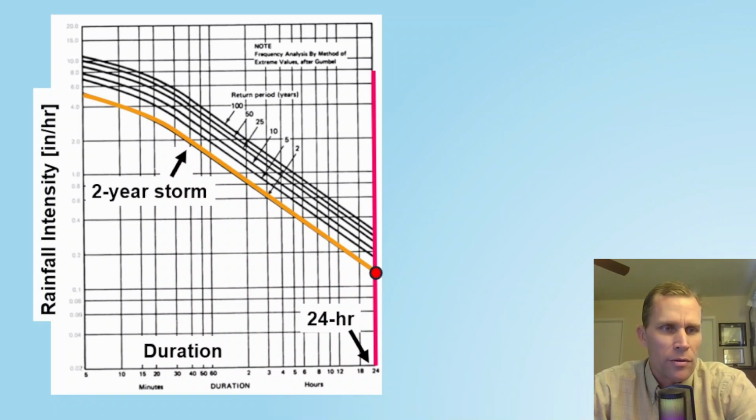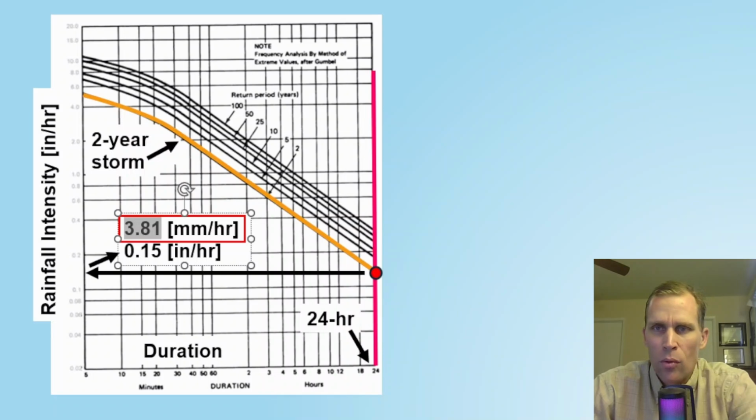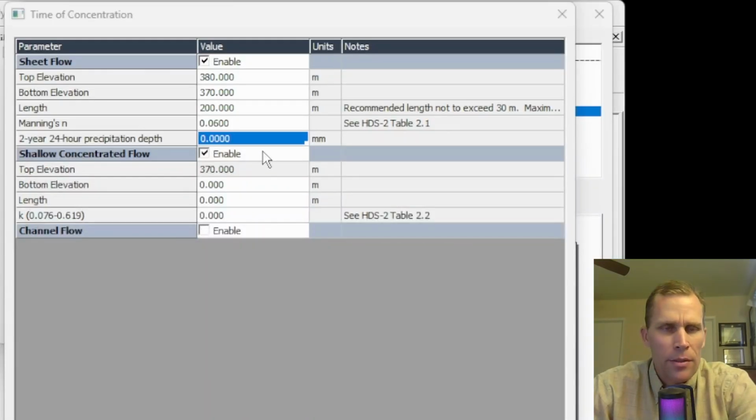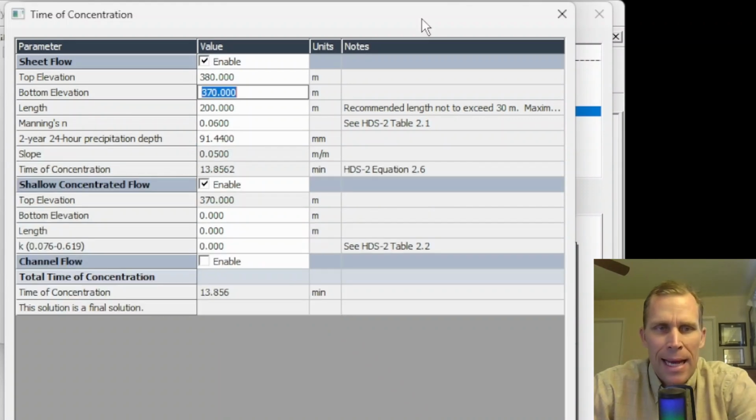So if we trace over to the intensity axis, the vertical axis, that's 0.15 inches per hour. I know it's kind of hard to read, but that would convert to 3.81 millimeters per hour. I was looking for the 24-hour depth, not intensity. So we just have to multiply 3.81 by the 24 hours in the 24-hour day. And that comes out to 91.44 millimeters. So that is what I'm going to type in right here and tab off.